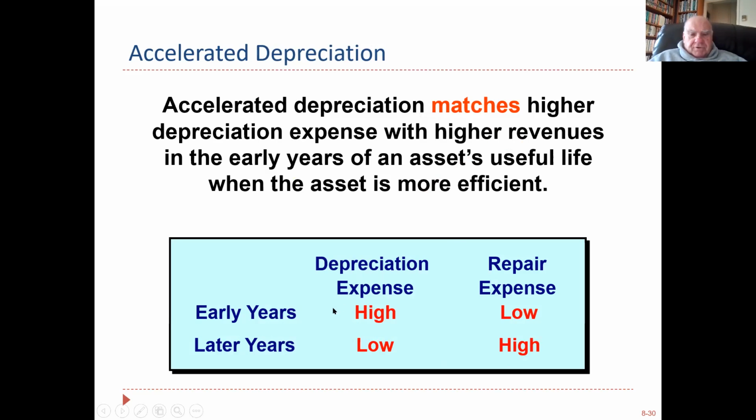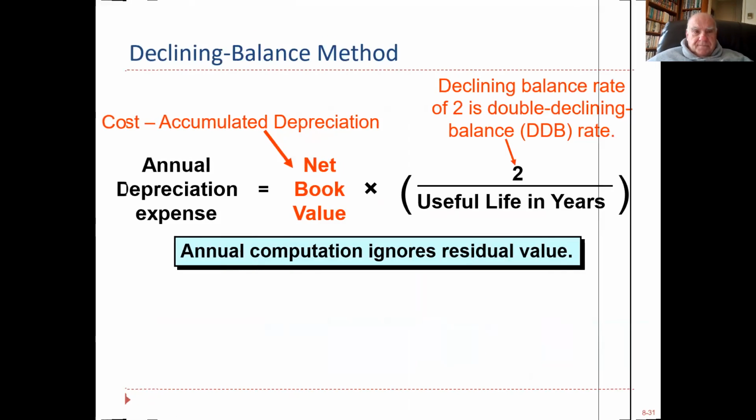So, for example, the machine is working great. All right, we can justify charging more depreciation. We don't have as many repairs. But as the machine ages, the repair expense is going to go up and the efficiency of that machine probably is going to go down. Doesn't mean that's actually going to happen, but that's the assumption we're allowed to use in rationalizing this method.